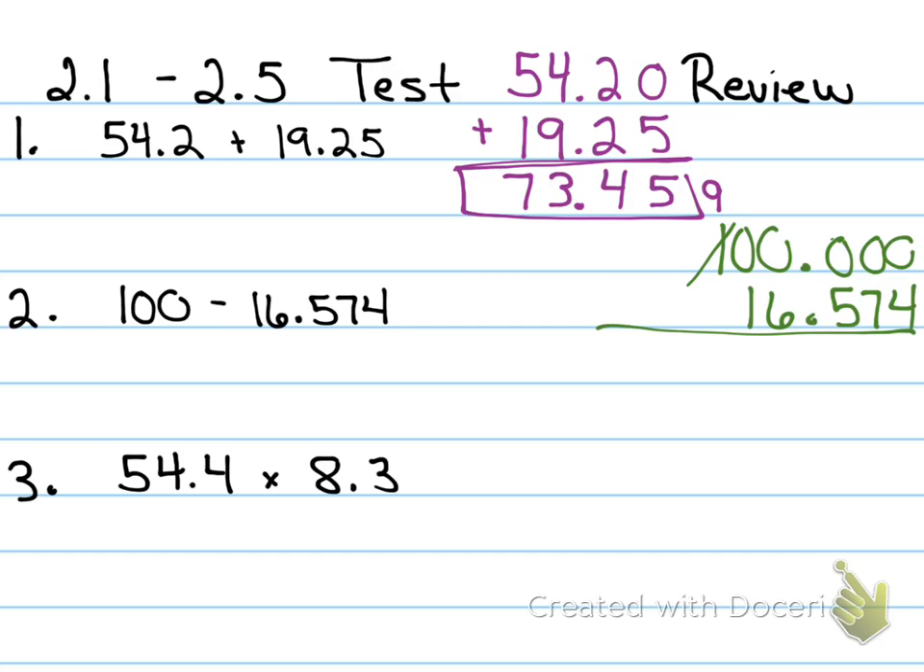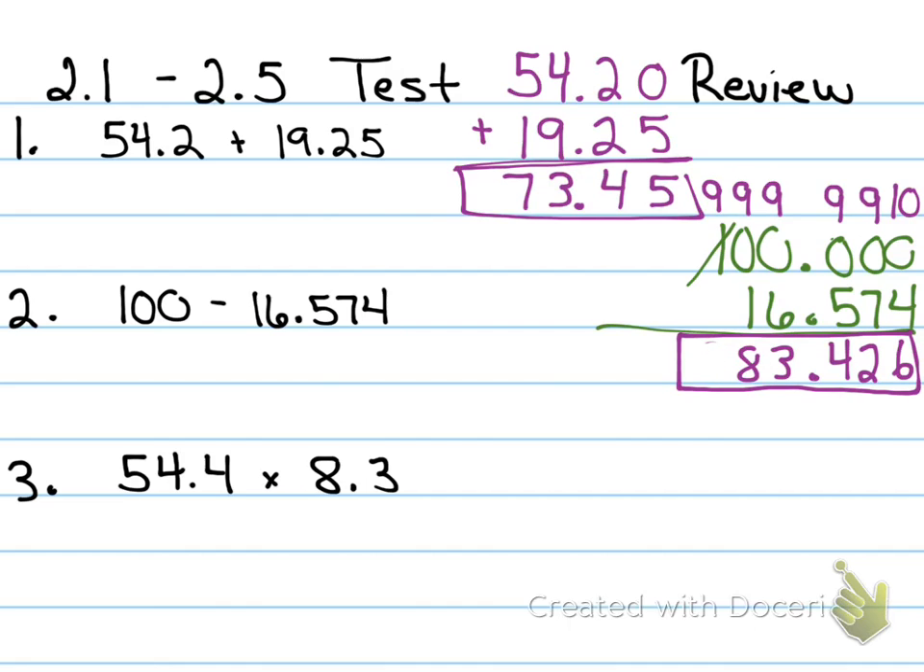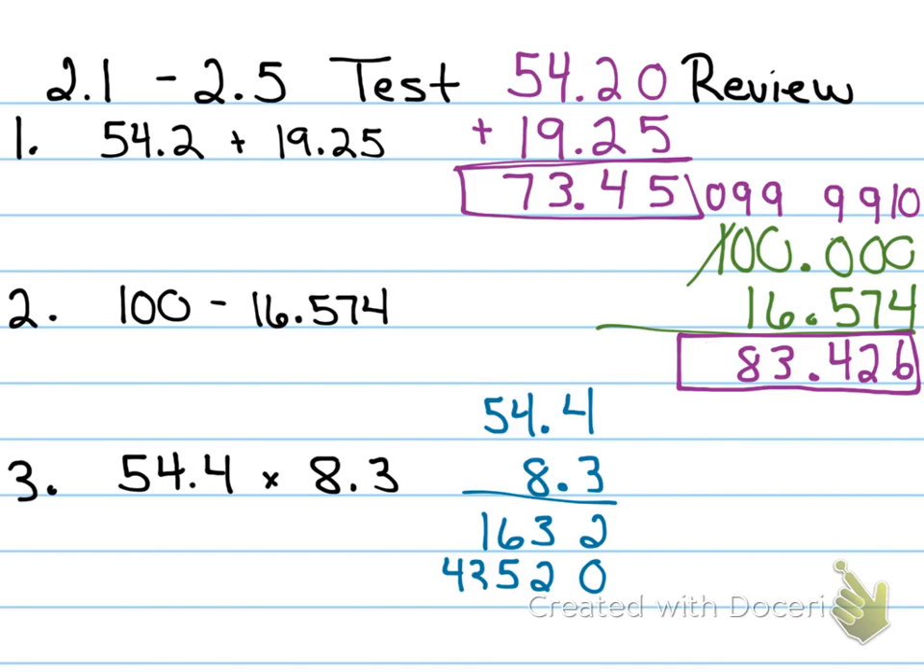All right, so number 1, it's going to be 73 and 45 hundredths. Number 2, what's number 2 going to be? 83.4. Very good. 83 and 426 thousandths. What's going to be number 3? 451.52 hundredths. Good job. 451 and 52 hundredths. Who got them all 3? All 3? Okay, very good. All right, so again, this is like the first section on your test.